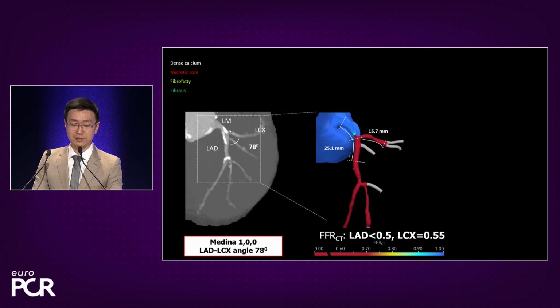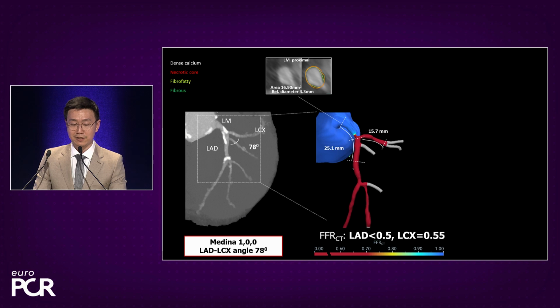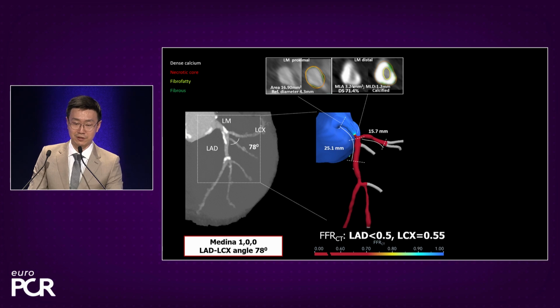The angle between the LAD and the circ at the left main bifurcation is 78 degrees. You can see now that it's very calcified. From now on, we are going to take a slice-by-slice closer look at the cross sections of the left main bifurcation. First, we look at the proximal LAD, where you can get a healthy zone with a reference lumen diameter of 4.3 millimeters. And then you go to where the lesion is, the left main distal.